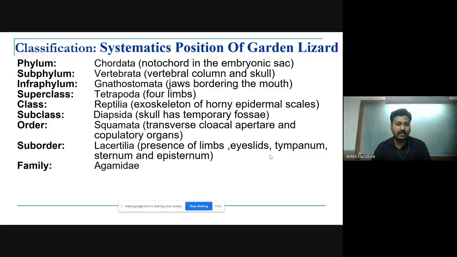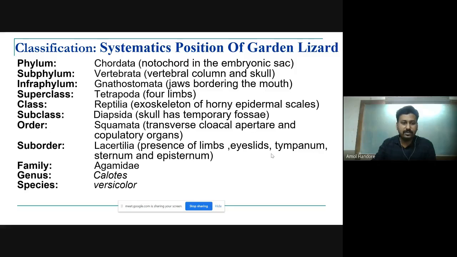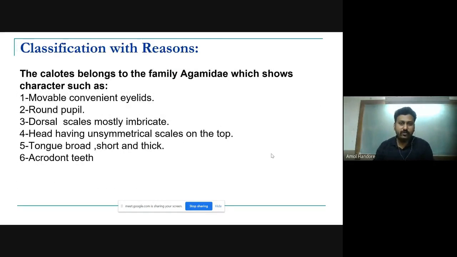Now we classify them into family Agamidae. What are the features of family Agamidae? We'll see in the next slide. We classify them into genus Calotes and species versicolor. Now there are more than 30 species of the genus Calotes. So we are classifying them into family Agamidae. These are the features which are present in Calotes, that's why we are classifying them into Agamidae.